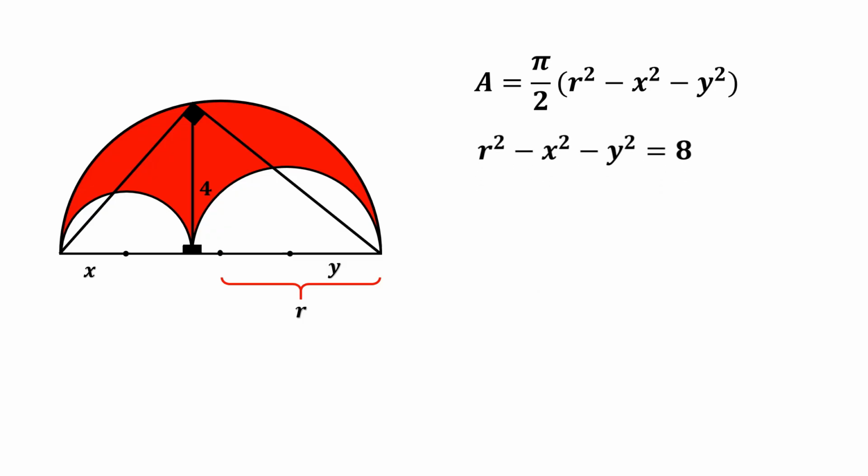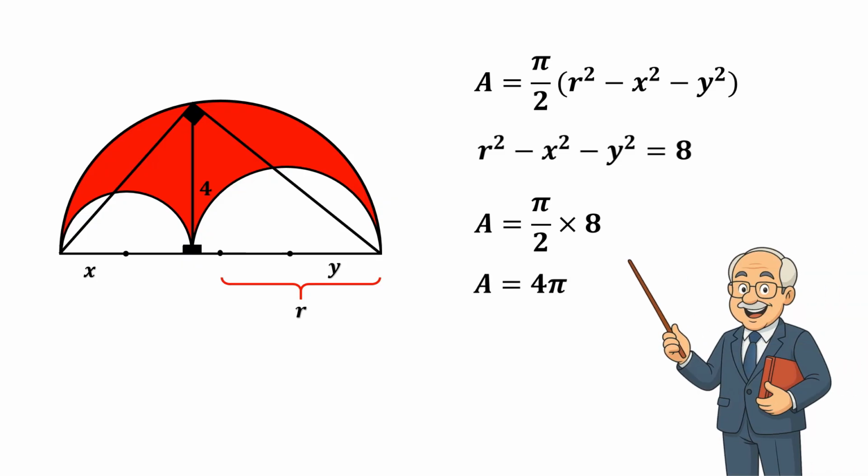Now return to the shaded area. Area equals pi over 2 times (r squared minus x squared minus y squared). Substitute 8 for that expression. Area equals pi over 2 times 8 equals 4 pi. And that's the final answer, clean, precise, and entirely geometric. With just a few smart observations and triangle similarity, we arrived at an exact result without any heavy formulas.